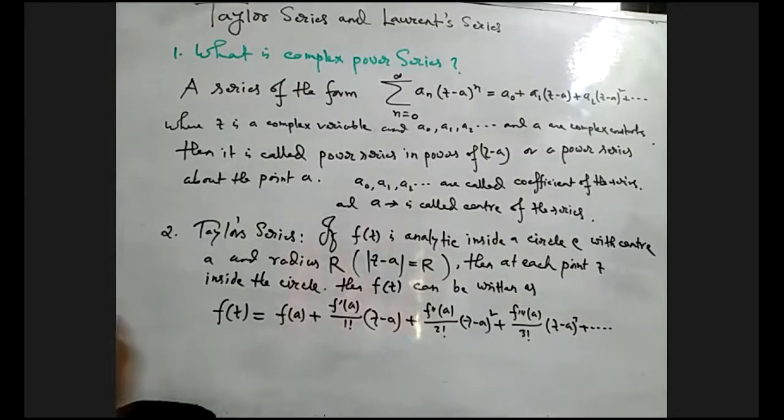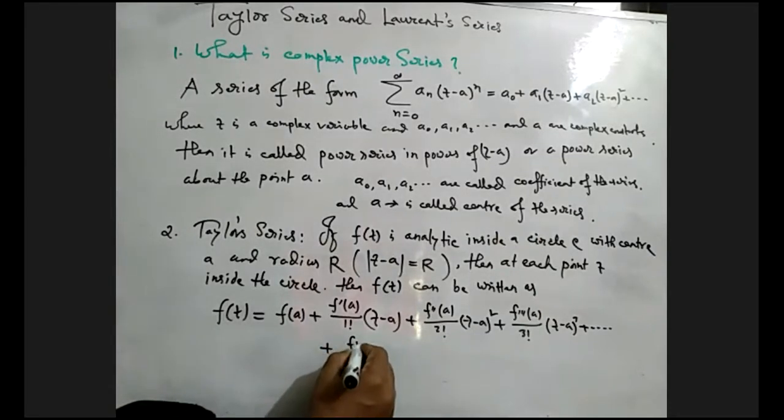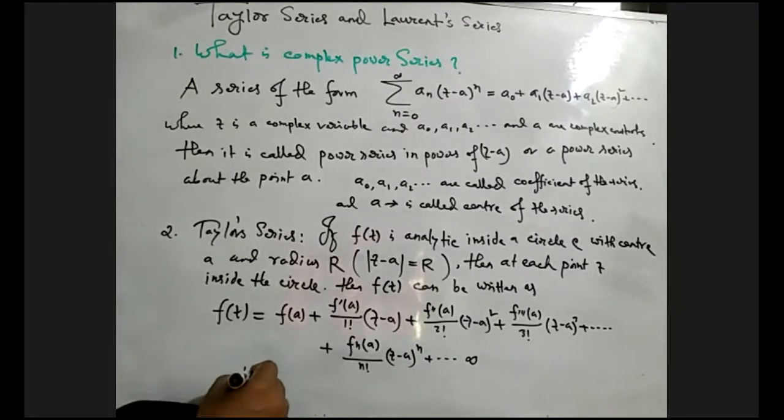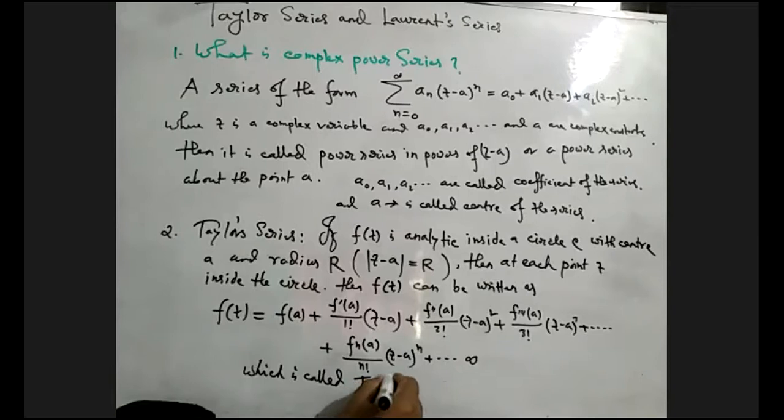Now the n plus 1th term will be the nth derivative at point a of that analytic function, divided by n factorial, multiplied with z minus a whole to the power n, plus dot dot. And this is an infinite series, remember it, which is called the Taylor series.